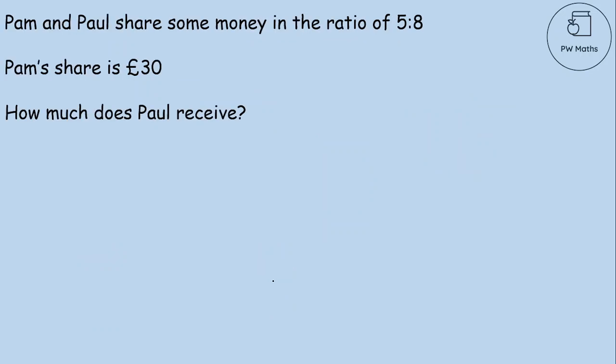You might also be asked a question similar to this. I've got Pam and Paul share some money in the ratio of 5 to 8. Pam's share is £30, and how much does Paul receive? And that's really important to note in questions of ratio, that whatever the order the question states something in is the order in the ratio. So because Pam is first in the question, this part of the ratio is talking about Pam, and because Paul is second, this part is related to Paul.